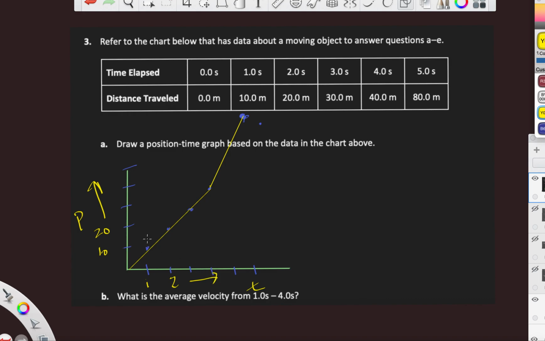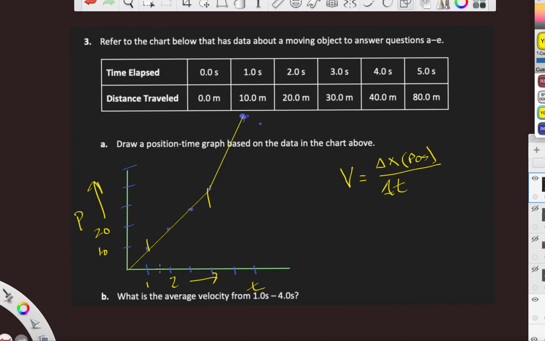The next part of this is, what is the average velocity from 1 second to 4 seconds? Okay, from here to here, what is the slope of this line? And so we go, all right, well, slope equals rise over run. So velocity is change in position over change in time.